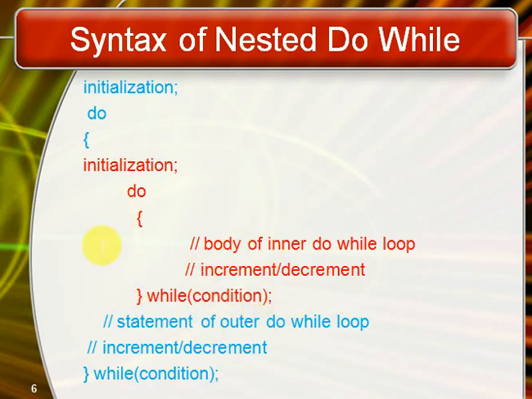Then after executing the do-while loop, the control transfers to this statement. It can be a single statement or a set of statements within the body of the outer do-while loop. Then the last statement in the outer do-while loop is increment or decrement in the loop control variable. Then the outer do-while loop is terminated with while followed by a condition that is terminated with a semicolon. The outer loop controls repetition of the inner loop.